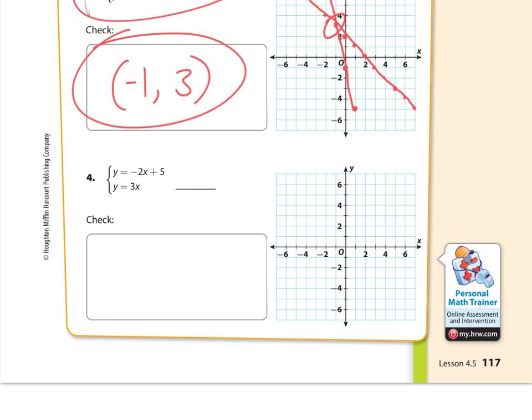Okay. First line is negative 2x plus 5. So we start at the 5. We're going to go down 2 and over 1. Over and over and over. As many times as we can to make sure we get as straight a line as we can get. Alright. Then we're going to have y equals 3x. Now that starts at the 0. We're going to go up 3 and over 1. I can already see that it's going to cross right there. Alright, the point there would be 1, 3. That was close.